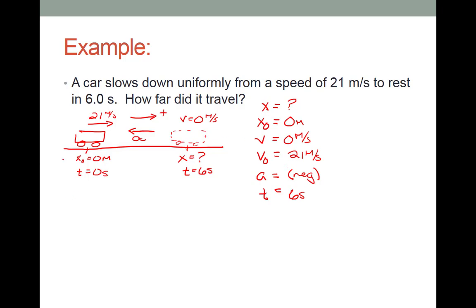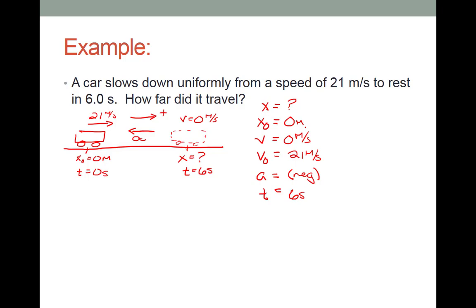Step 2 done. I've drawn my picture. I've written my grocery list. Step 3 is to look at those 4 equations and figure out a path to find the answer. Okay. There are 2 equations that involve the position. The first is the x equals x naught equation. The second is the v equals v naught equation. Oh, not that one. Sorry, the v squared equals v naught squared equation.